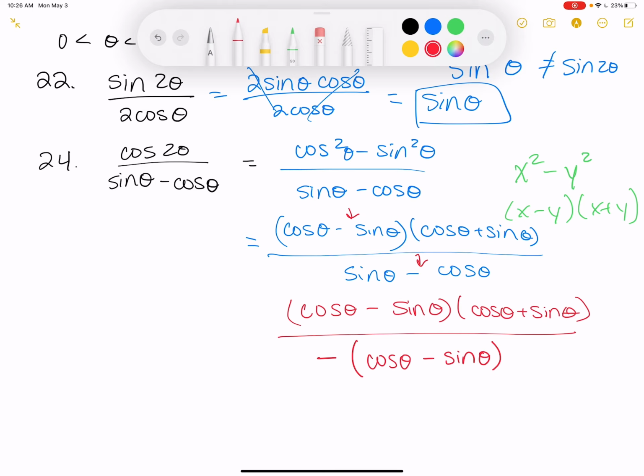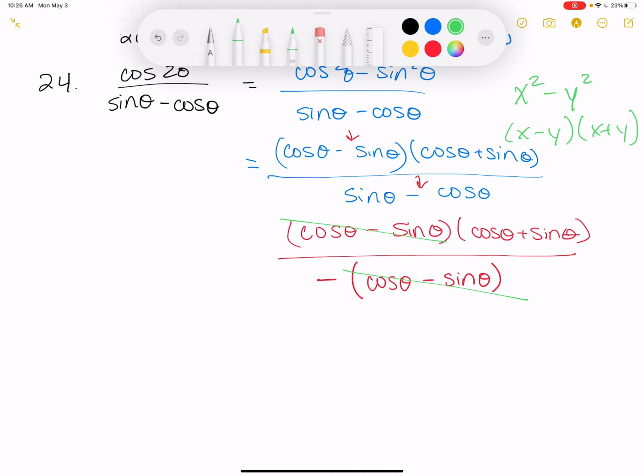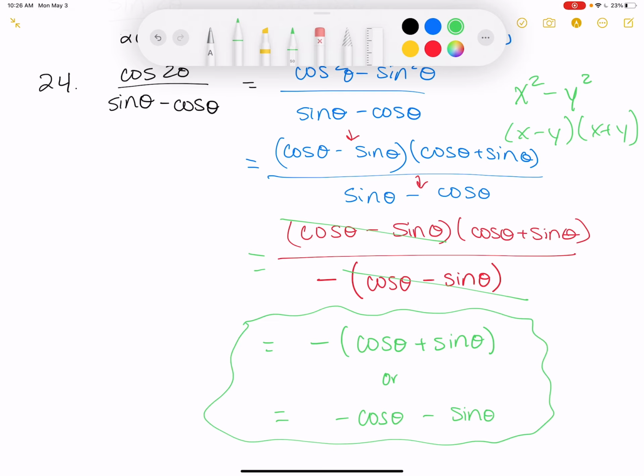So now this piece cancels with this piece. So I'm technically left with a negative 1 on the bottom, but it's 1 on the bottom. I can just take the negative sign to the top. So I now have negative parentheses cosine theta plus sine theta. And you can either leave it that way, or we can rewrite it as negative cosine theta minus sine theta. Either of those options is acceptable.